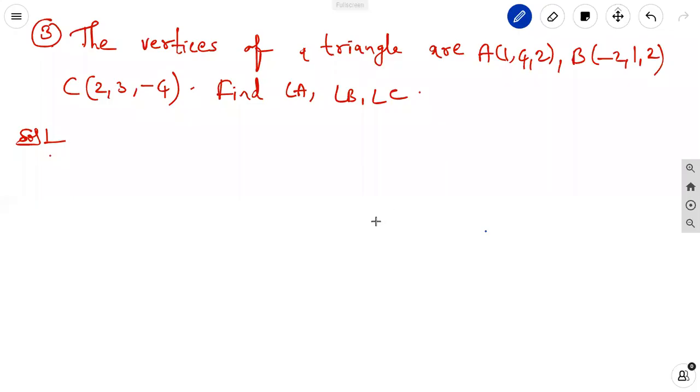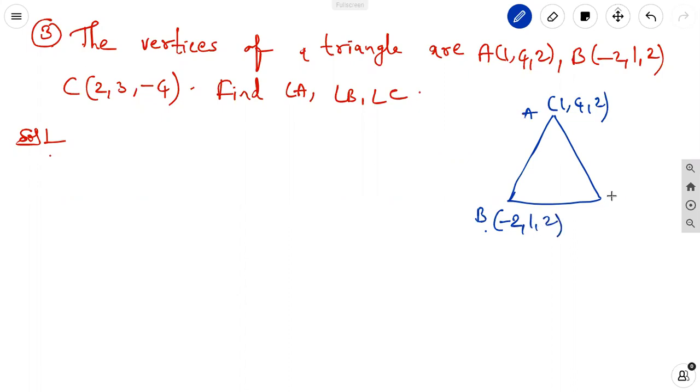is important. The problem is the vertices of a triangle are A, B, C. A is (1, 4, 2). B is (-2, 1, 2). C is (2, 3, -4). We can find out the angle A, angle B, angle C.